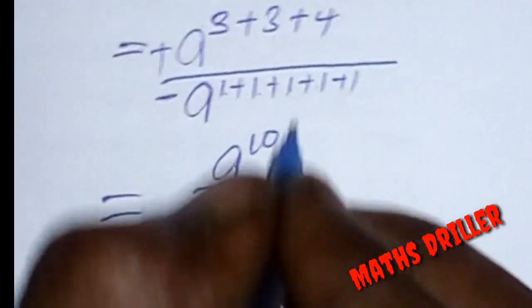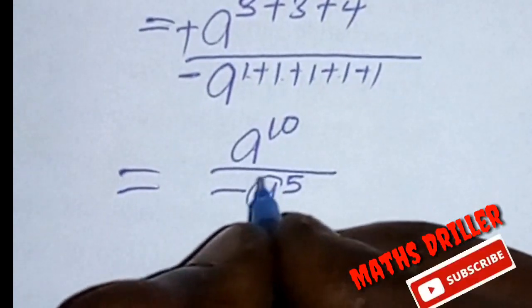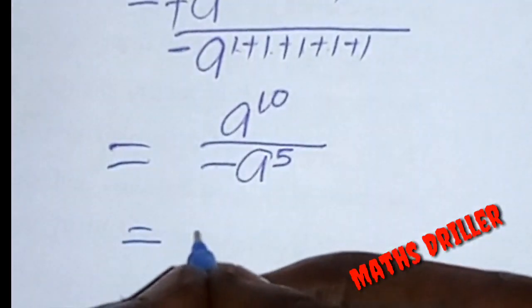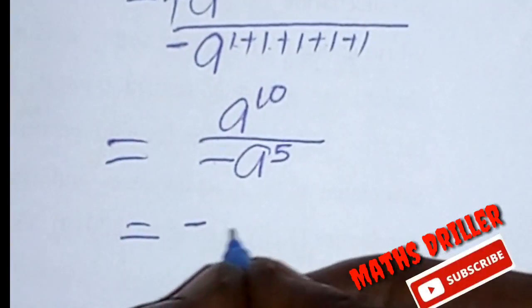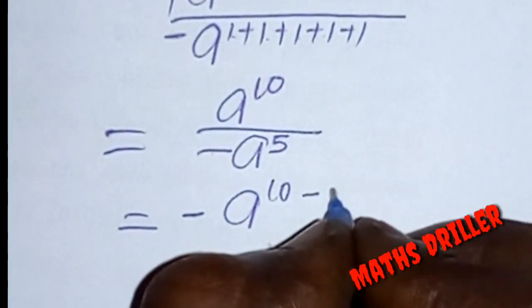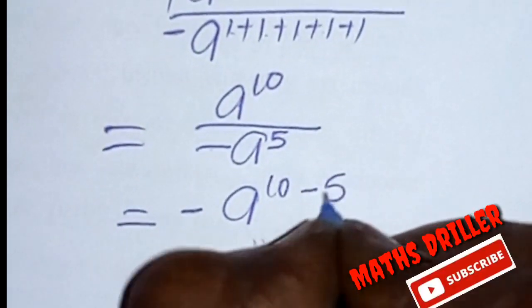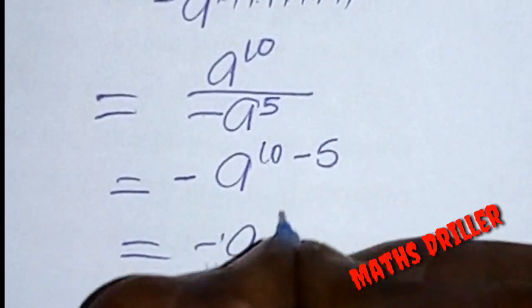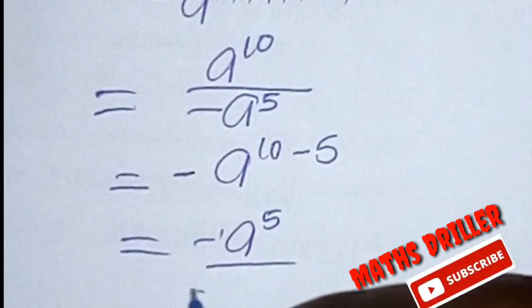According to the subtraction law, when you have the same base, you just subtract their power. Therefore, this minus is transferred to the numerator. We have a power of 10 minus 5. Finally, we have minus a power of 5.